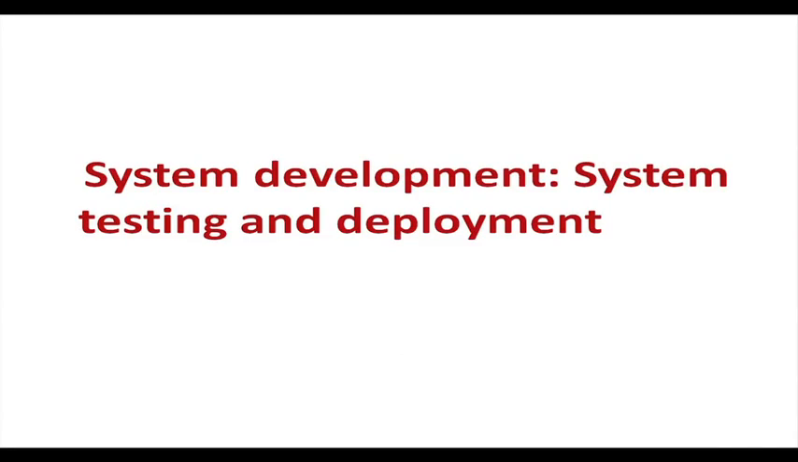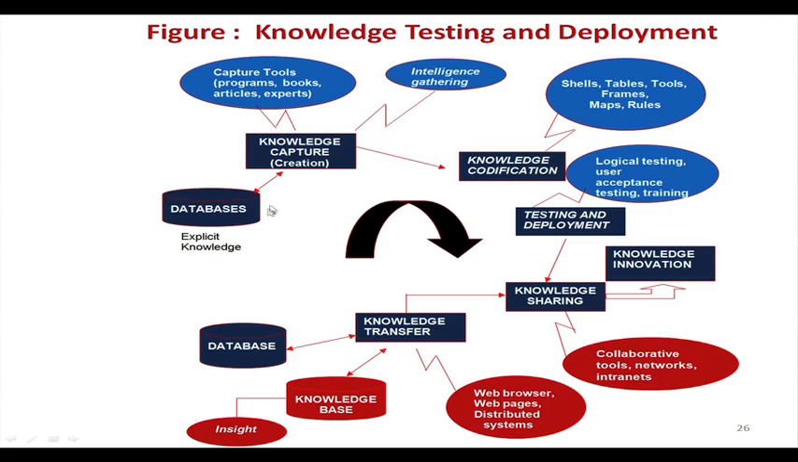Okay, so we just talked about the codification system. Now, after codification system, we are going to move to the next part, that is system development, that is how we go about testing and deployment of a knowledge management system. And this stage happens once you have captured the knowledge from the databases, and then you have gone for codification. So, from codification you are moving to the next stage, that is testing and development.